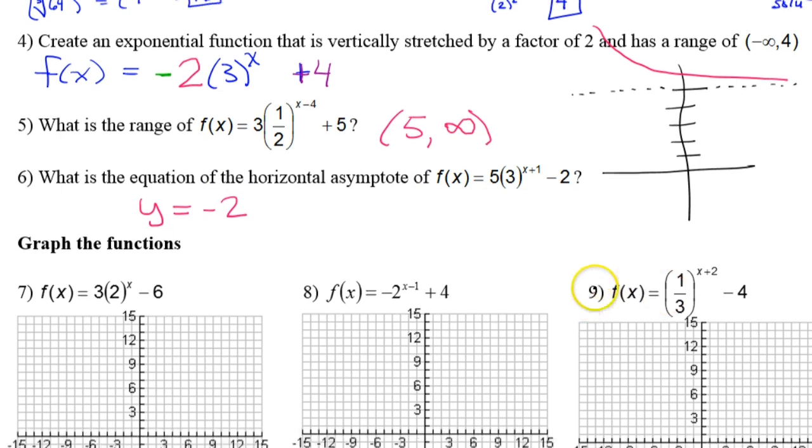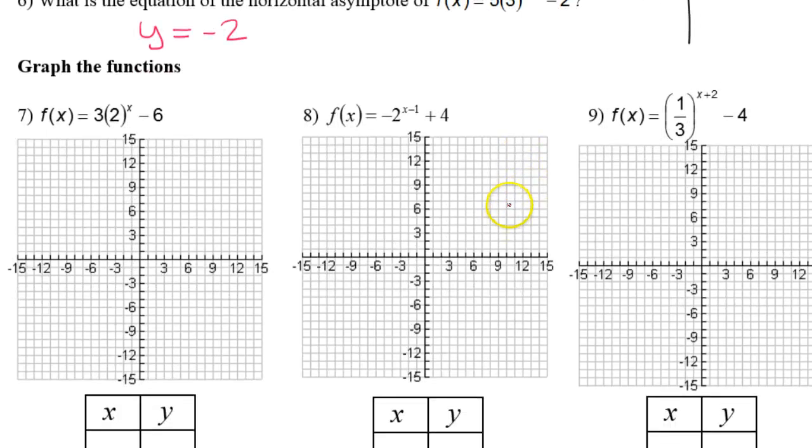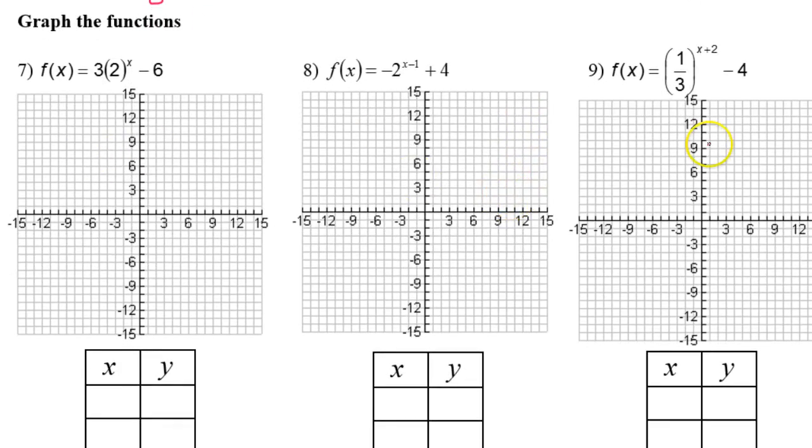I'm going to go ahead and stop the video there because now we get into graphing, which is a whole other thing. So if you want to know how to graph functions like this, watch the next video.